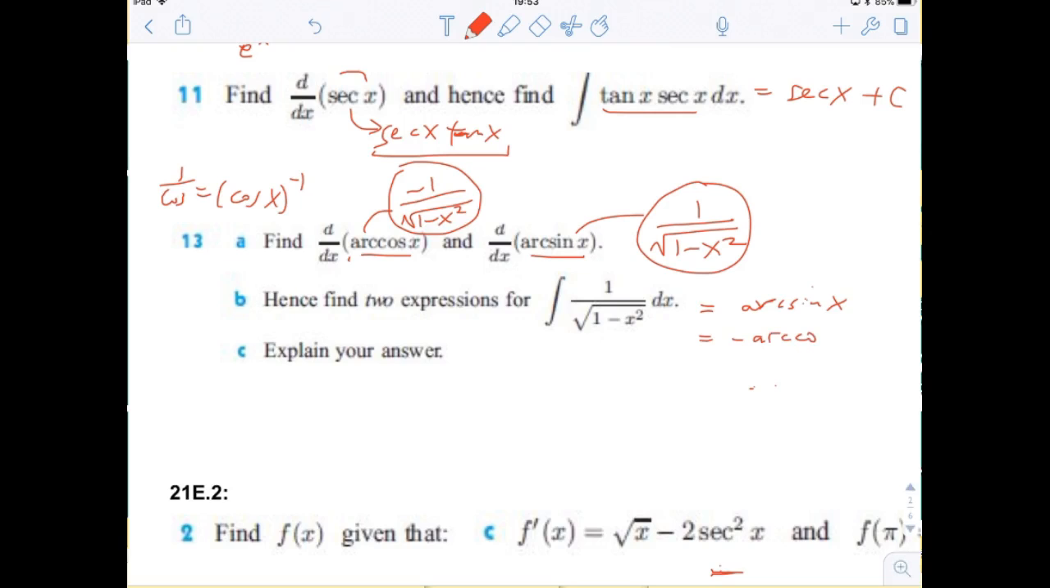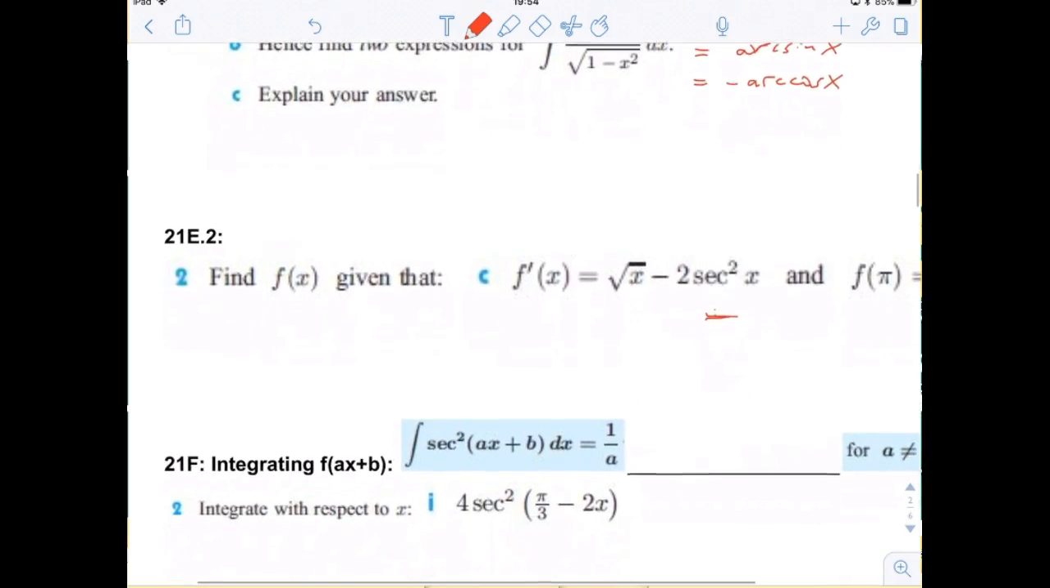right? Because if I took the derivative of negative arc cosine, I would get negative 1 over the square root of 1 minus x squared, which is this, right? So this is also a possible answer. So basically that's the explanation. The negative here is basically undoing the negative here, right? Okay. Next one.